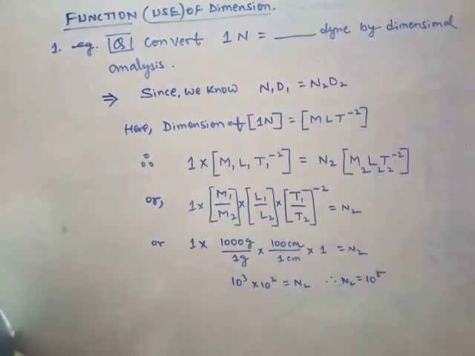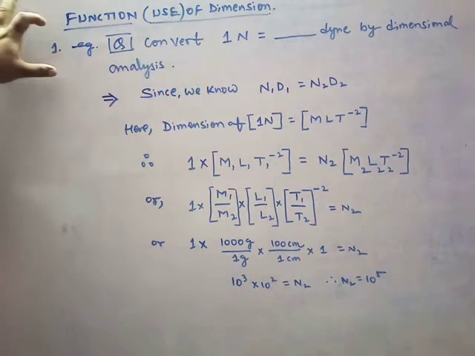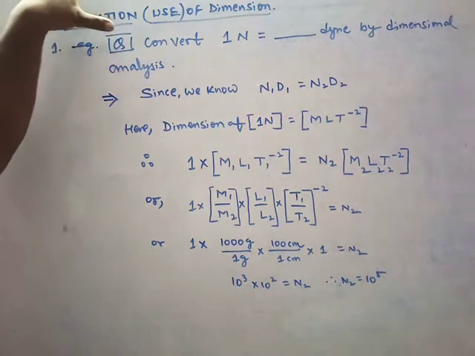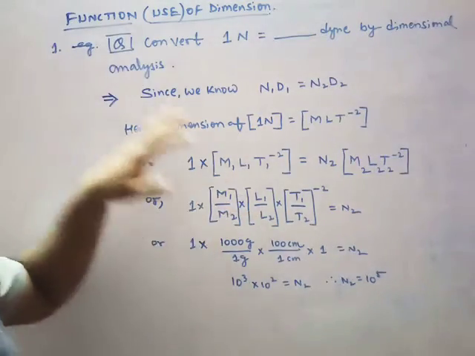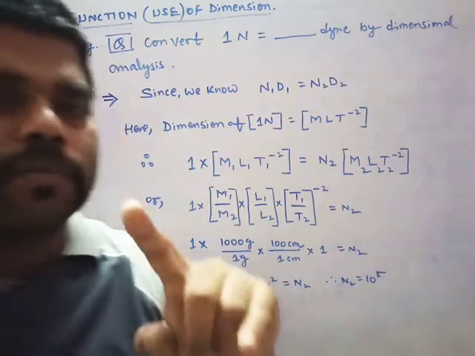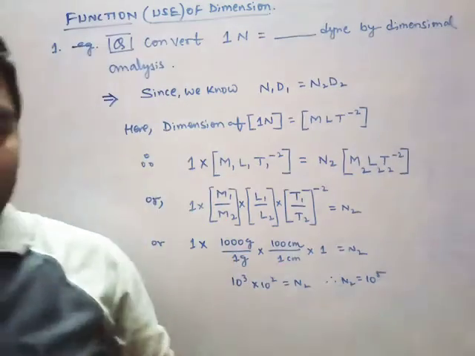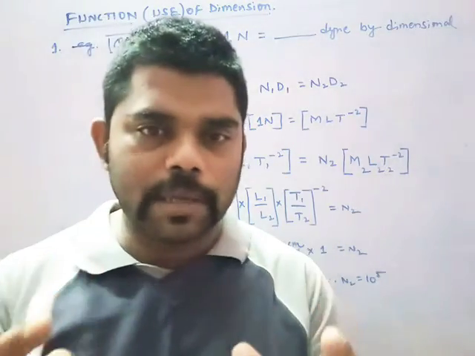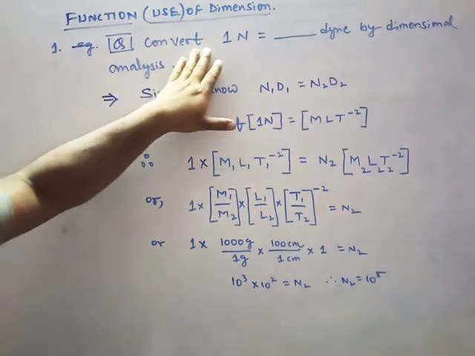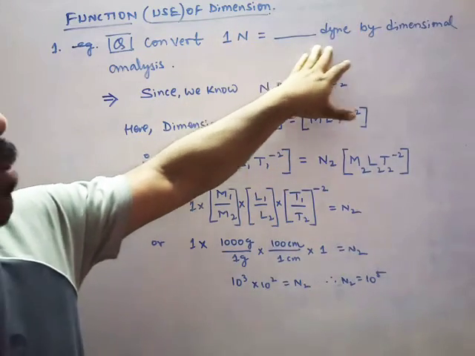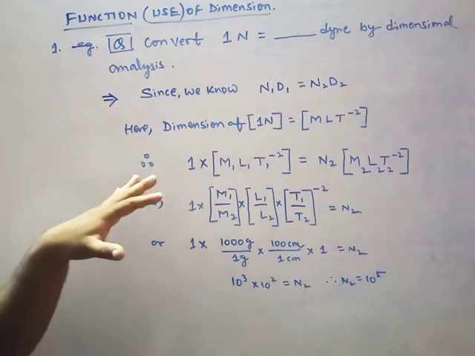So now this is my first function, use of the dimension. So let me take the use, you know the functions, there are 3 different functions we have already discussed. So out of these 3 functions, let me take one, and that is the first one, the conversion. Is it right? So to know about this well, we need some examples. So one of the examples is here. Let me take an example as a question. Convert 1 Newton to dyne. Is it right? By the dimensional analysis.